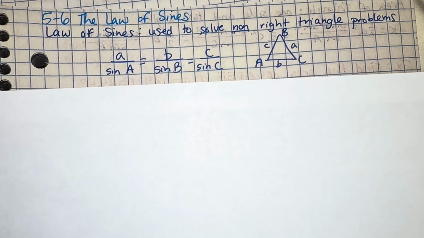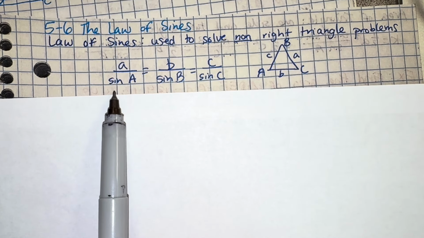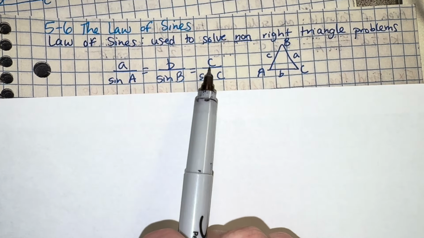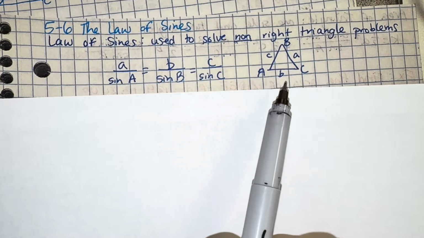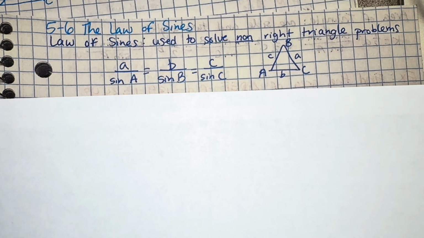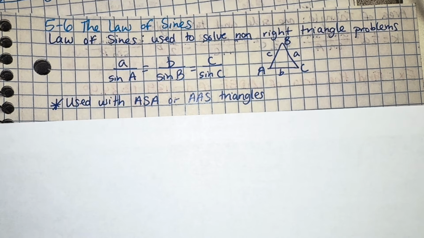Okay. So this is our law of sines. It says that side A over sine of angle A equals side B over sine of angle B, and side C over sine of angle C. And our triangle is laid out just like our other triangles, with the opposite sides and angles being the same letters. Okay. We use this to solve angle side angle, or ASA, triangles.